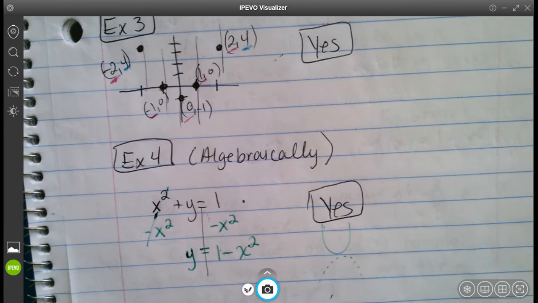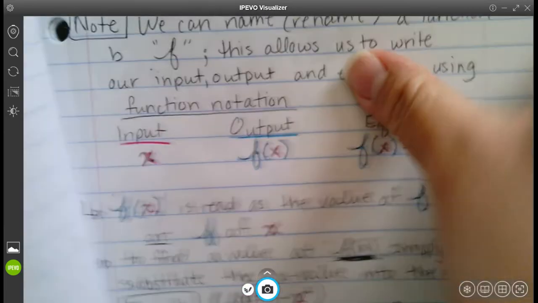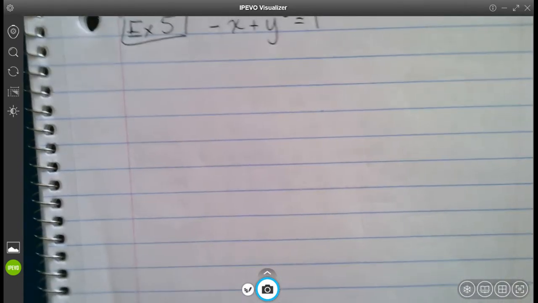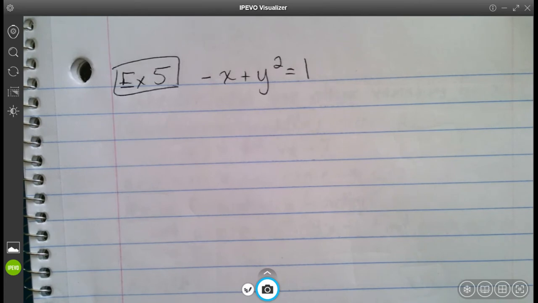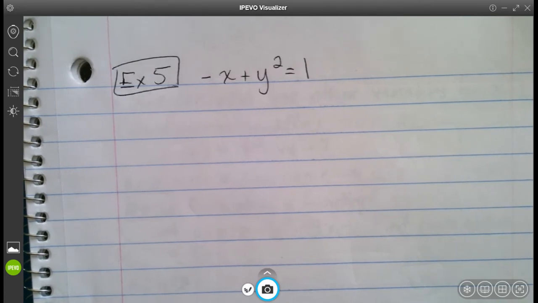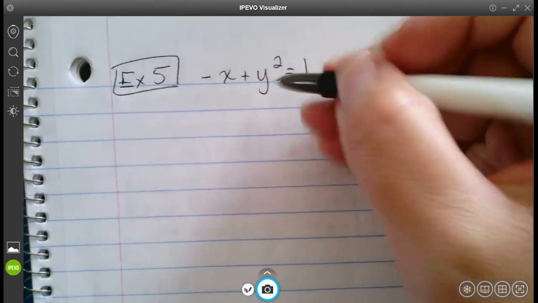Okay, moving on. Get all those notes, lots of notes. All right, example 5. So here's another one that's going to be done algebraically. And this one, it's going to be a little bit different. Okay, so we're still going to solve it the same way.